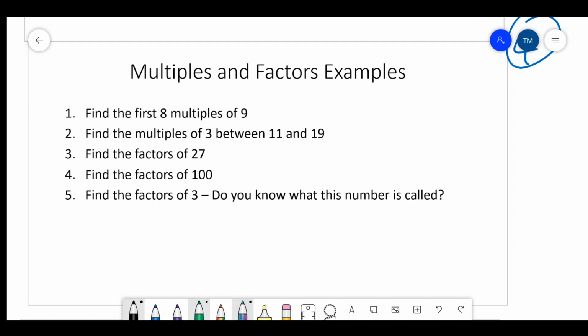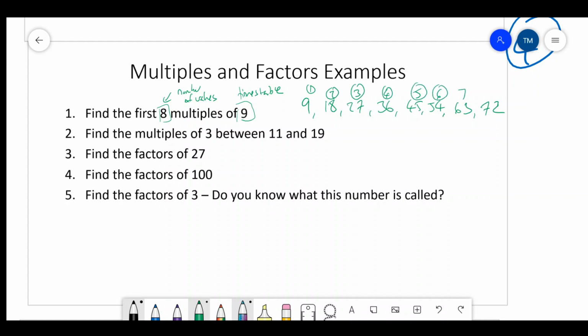The first question then is find the first 8 multiples of 9. So if we remember, we are using this value as our times table, and this is the number of values. So here we go. We've got 9, 18, 27, 36, 45, 54, 63, and 72. So that's 1, 2, 3, 4, 5, 6, 7, 8. So they're the first 8 multiples of 9. So essentially it's up to the 8 times 9. So we do 1 times 9, 2 times 9, etc., up until 8 times 9.